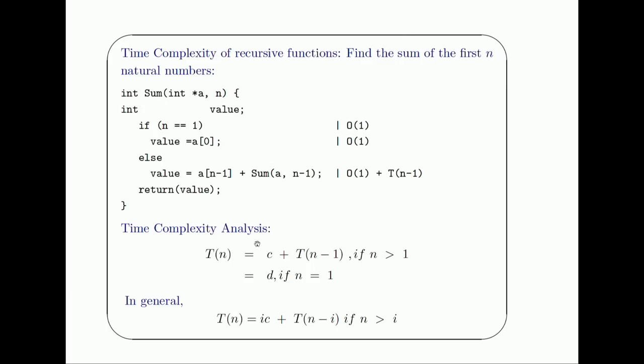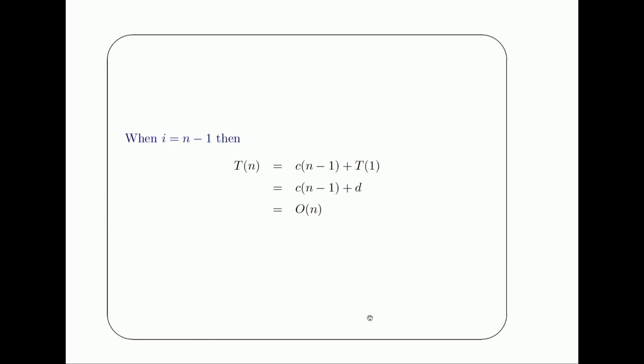So, what we do is, when you do time complexity analysis, and if you look at it, it is c plus T of n minus 1, some constant time, if n is greater than 1. It is equal to 2d if n equals 1. So, in general I can write that T of n is i times c plus T of n minus i if n is greater than i.